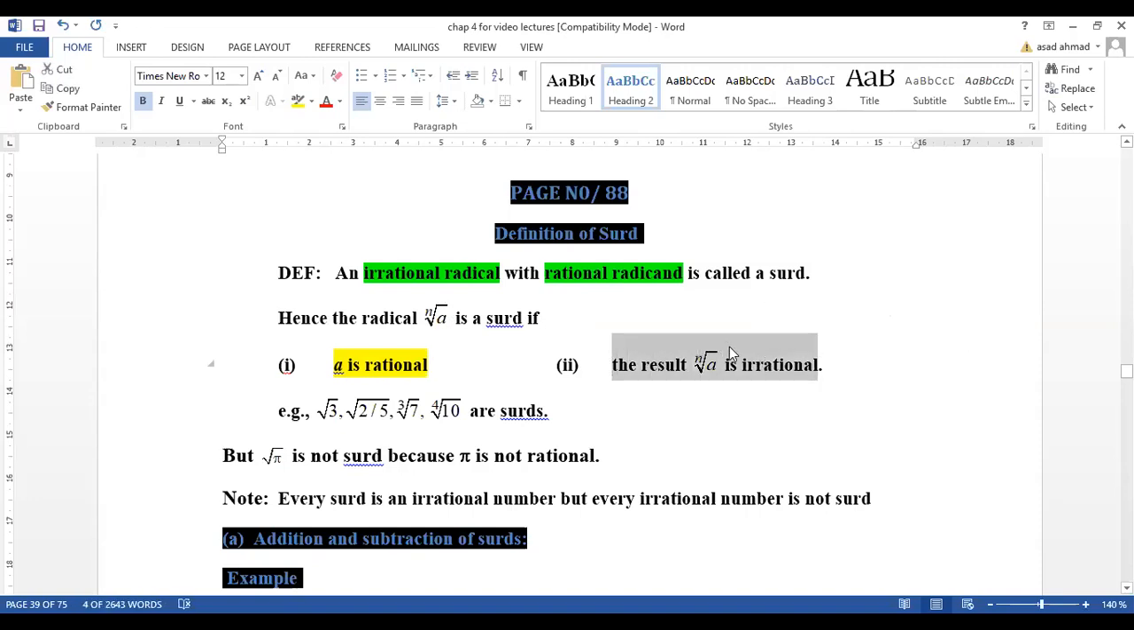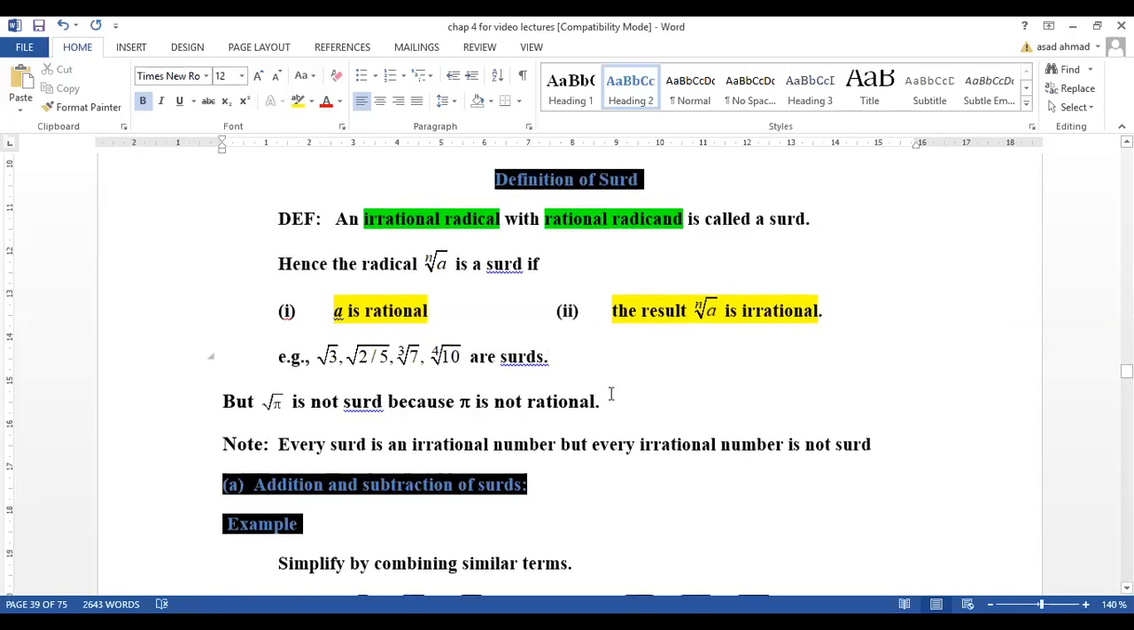This is an important point. Fine. Its result should be an irrational number. So this is a definition which needs explanation. Now, accordingly, you can see that like under root 3, it is a surd because 3 is a rational number. But once you operate under root 3, its answer will become irrational.